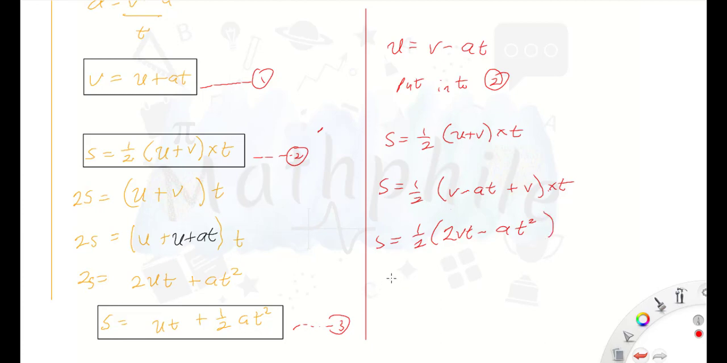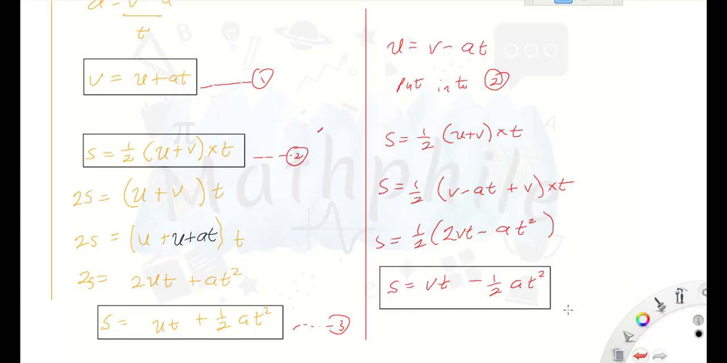Yes, sir. So s now becomes, multiplying both sides by 1 over 2, vt minus 1 over 2 at squared. And that gives us our fourth SUVAT equation, which says that s equals vt minus half at squared.